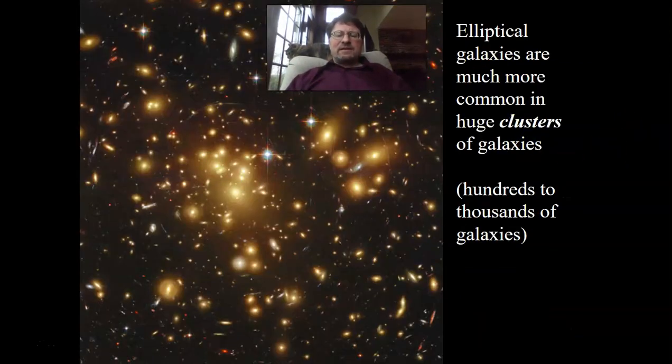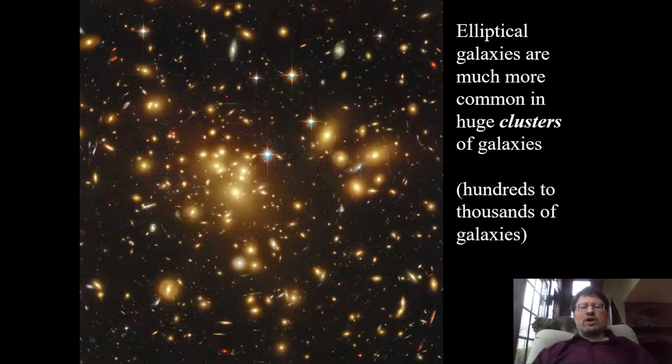Elliptical galaxies are found in what are called clusters. And clusters have many more galaxies in them than groups do. Clusters typically have hundreds or even thousands of galaxies, and they're bunched close together in space. This is a hint as to how elliptical galaxies formed, because if you have a large number of galaxies clustered close together, you would rightly expect that there were a lot of collisions in the past.